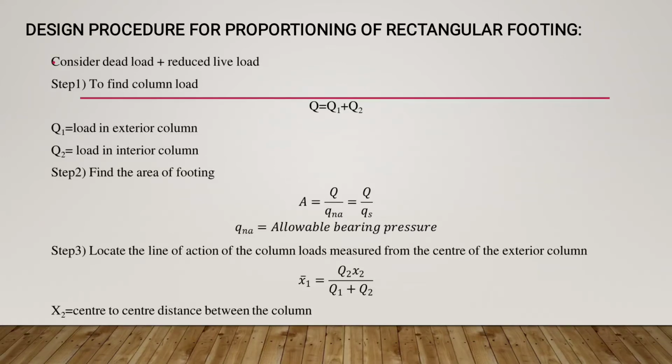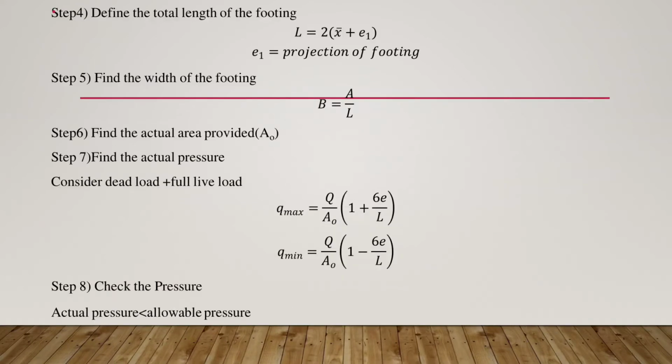Next step 3, to locate the line of action of column load, measured from the center of the exterior column, that is x1 bar equals Q2 x2 divided by Q1 plus Q2. Here x2 is the center to center distance between the columns. The next step is to define the total length of the footing. So length of the footing is L equals 2 into x bar plus E1. Here E1 is the projection of your footing. Next, step 5 is to find the width of the footing, that is capital B equals area divided by L.